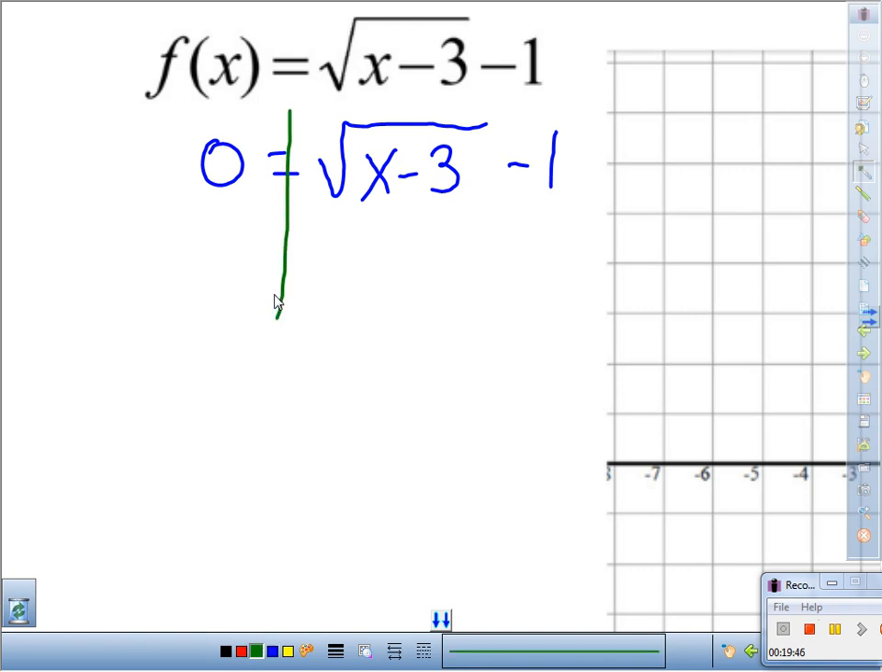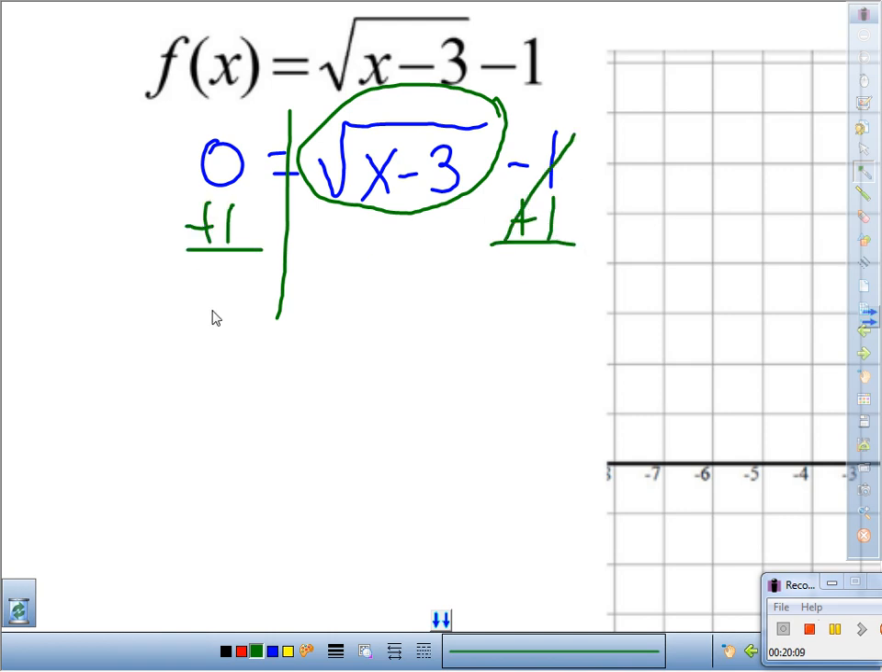Step 2, just like any other function, the second step is the same. We need to isolate the grouping symbol. Kind of like when we did absolute values, we isolated the absolute values. You guys remember that? So here we need to isolate the radical, which is here. So what's outside the radical? The -1. So what do we do? Add 1, add 1. I end up with 1 equals square root of x minus 3.